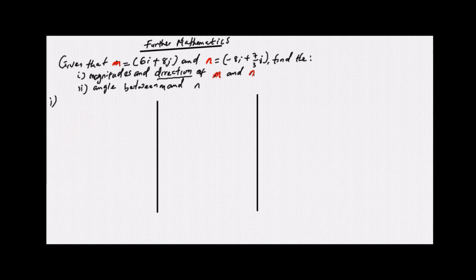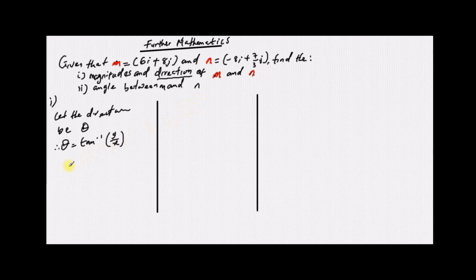Okay, now we want to find the direction of vector n. Let the direction be theta. So instead of using alpha now, for us to differentiate it, it will be theta. Therefore, theta equals tan inverse of y over x.